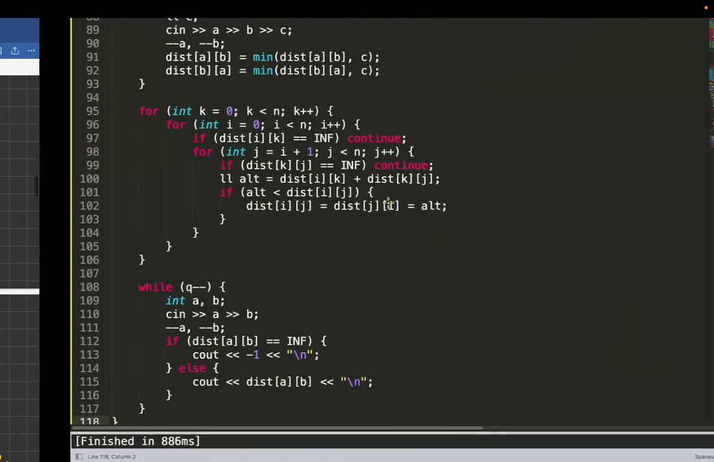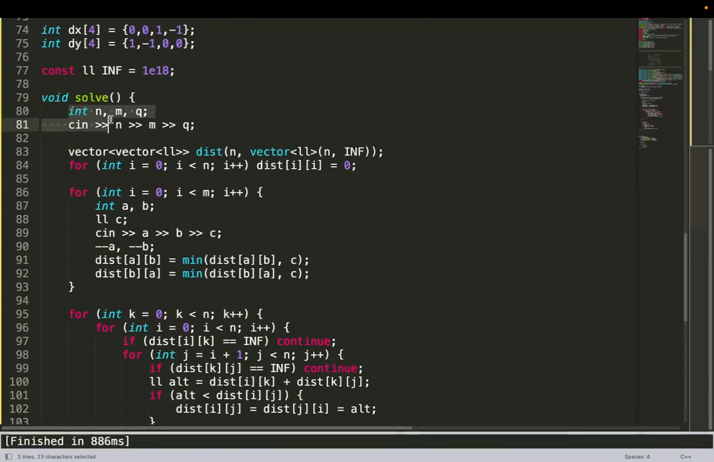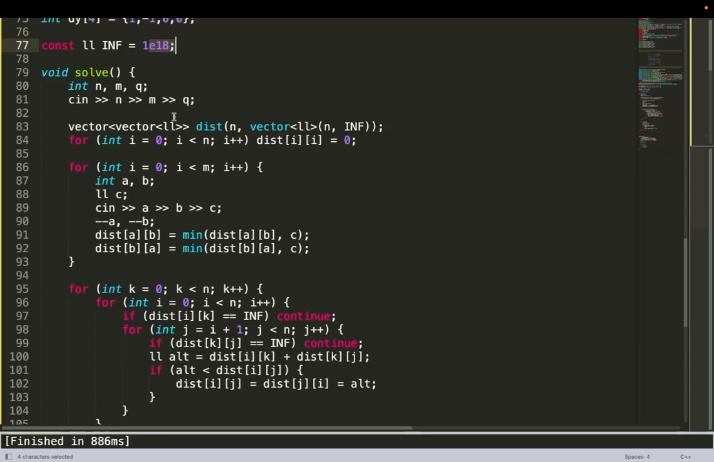So let's see the code for this. So this is the code. First of all, I am taking inputs of n, m and q, calculating a 2D vector distance of n comma n. So distance[i][j] will tell me the shortest distance from i to j, and I'm initializing it to a very big value, that is infinite, 2e18.